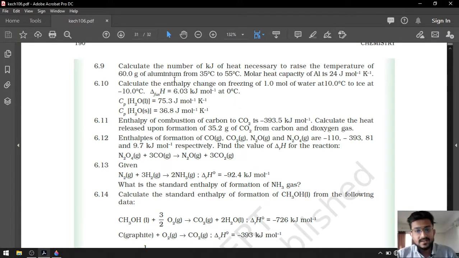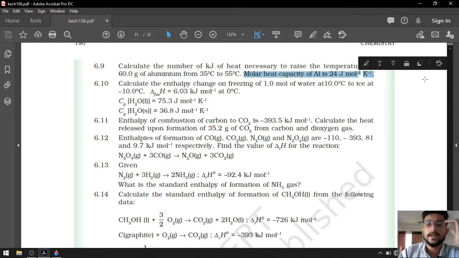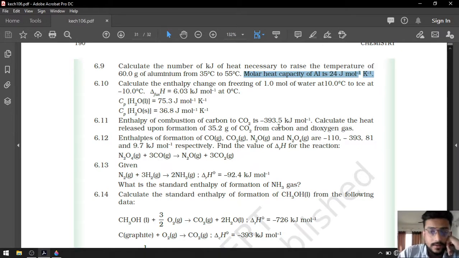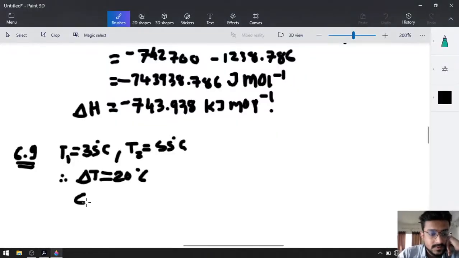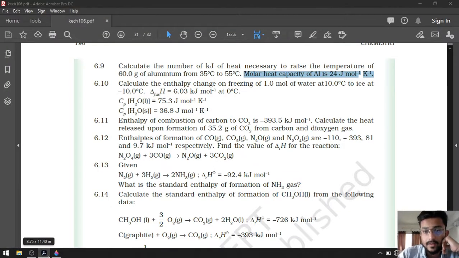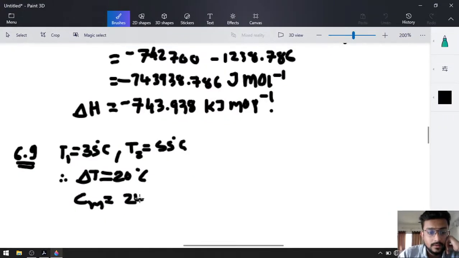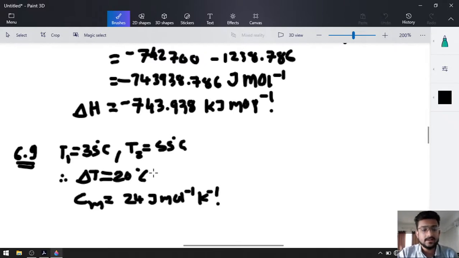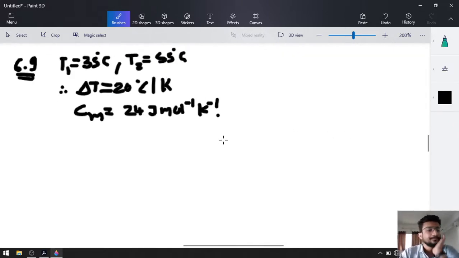60 gram of aluminium is there and molar heat capacity has been given. So Cm has been given. It is equal to 24 joule mole inverse Kelvin inverse. Okay, it doesn't matter, for temperature change you can write it as Celsius or as Kelvin because it is a change only.